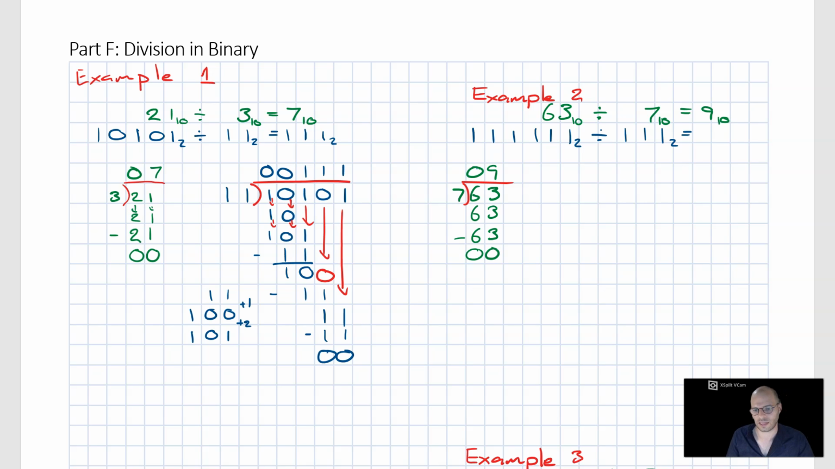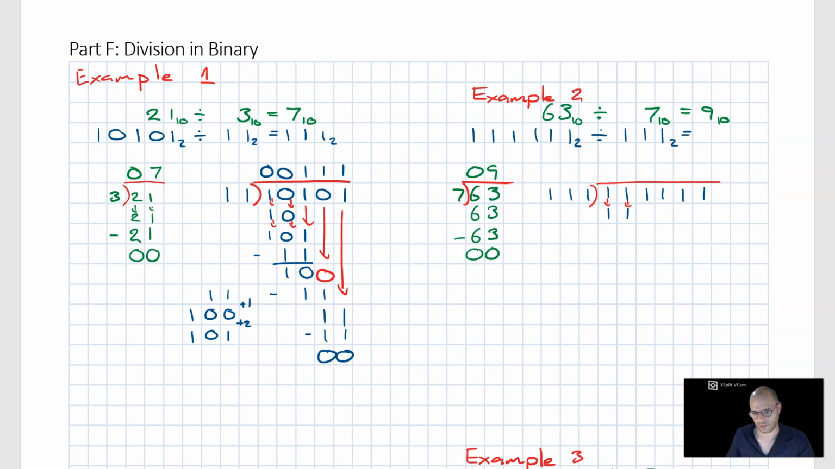Alright, now we're going to do that with binary. So we're going to go 111, then 111111. Setting this up, we look at our first digit here, 1, and we say does 111 fit into 1, and of course it does not. So we're going to drag it down. And we also drag the number down next to it.